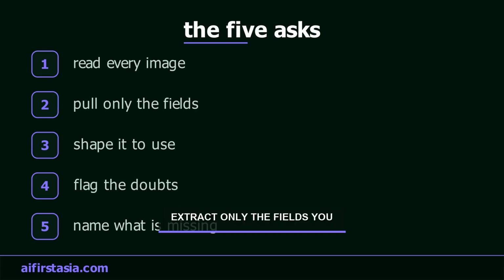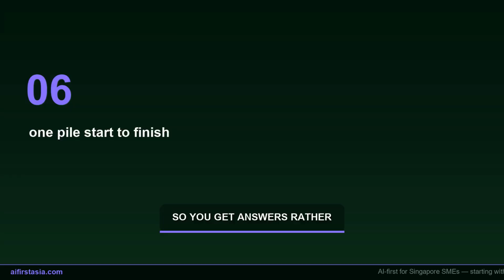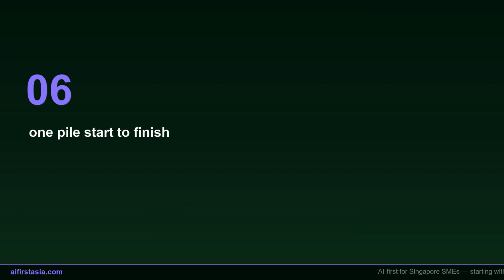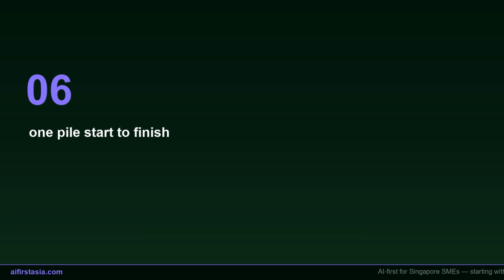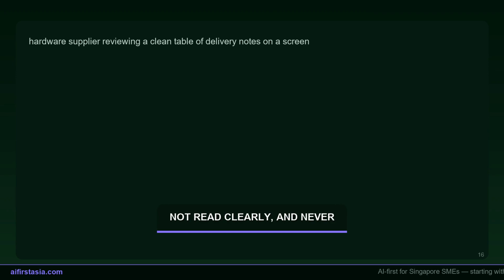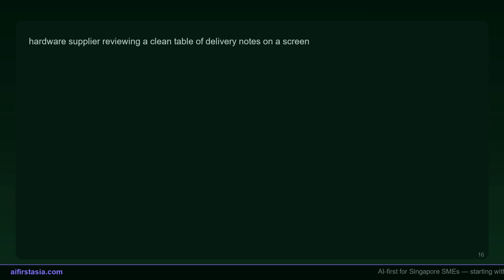2. Extract only the fields you named, so you get answers rather than a wall of transcription. 3. Put it in the shape you actually need next, a table, a list, a paste-ready line for your system. 4. Flag what it could not read clearly and never guess, because a confidently invented digit is far more dangerous than a blank. And 5.